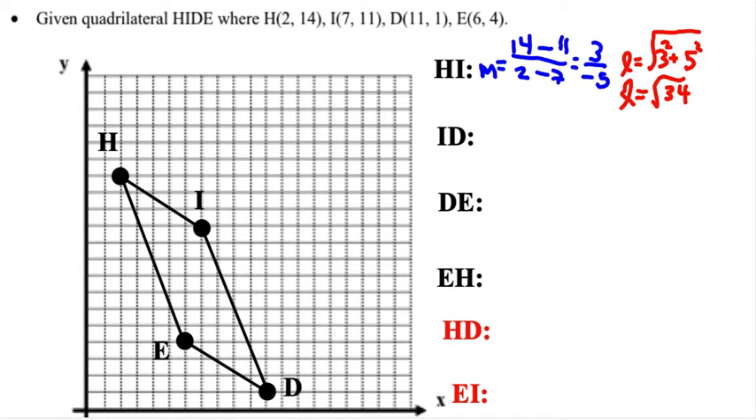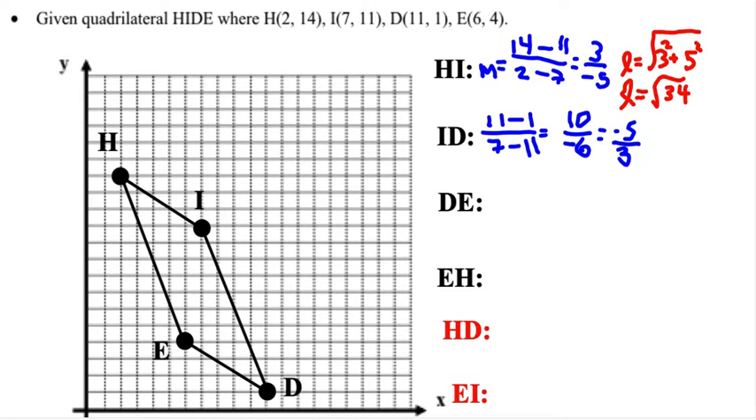And then you just repeat. So for ID, you do the same thing. So 11 minus 1 over 7 minus 11. Now in this case, you are going to get something that's reducible. As a matter of fact, you're going to get 10 over negative 6, which is indeed negative 5/3. That'd be the slope.